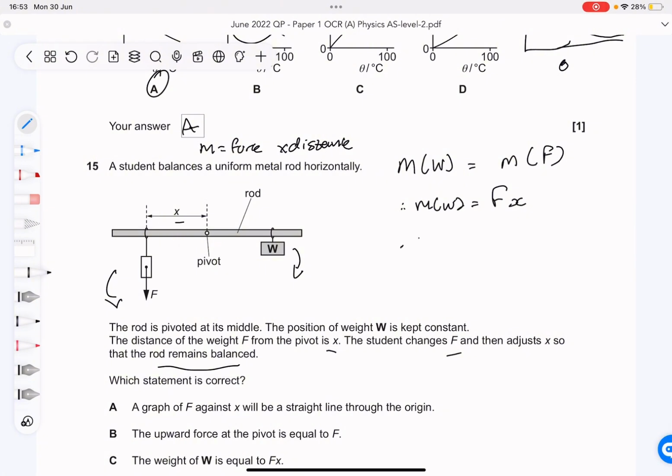So if I increase F, then x must decrease, because I have to balance it out. If I increase both these variables, then it's not going to be equal to the moment due to the weight. Remember, I have to keep the moment due to F equal to the moment due to the weight to keep it balanced. So if I increase x, I have to decrease F, and if I increase F, I have to decrease x. So they are inversely proportional.